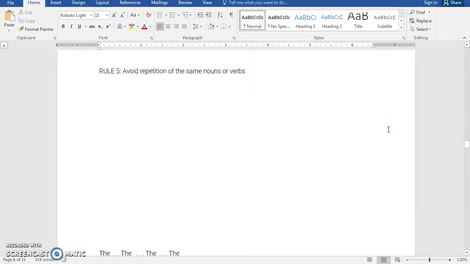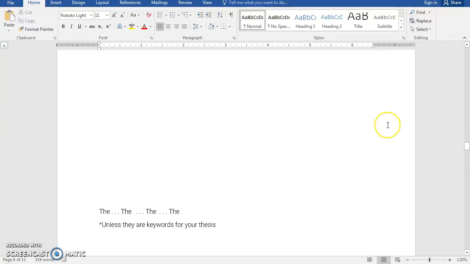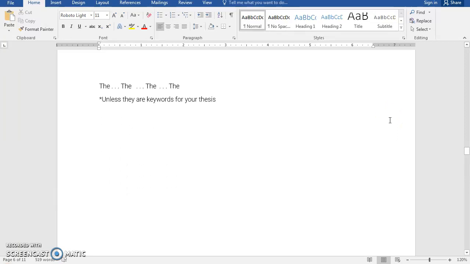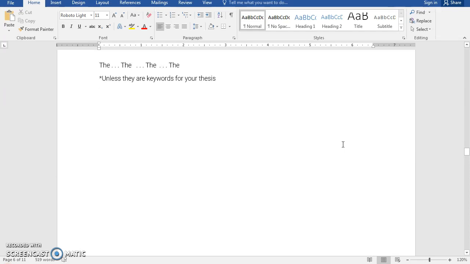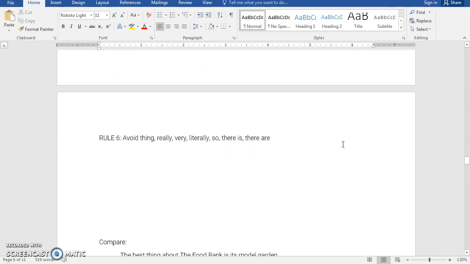All right, Rule 5. Avoid repetition of the same nouns or verbs. Maybe you've seen sentences that drone on like this: the model garden, the model garden, the model garden. Now, if it's a keyword, you get a little bit more leniency on that. Don't just start finding synonyms if it's an important term. But otherwise, watch out for using the same term if it's not that important. Or even if it's an unusual word and you've used it a couple times, it's going to stand out. So try to be a little more natural with your style and avoid that problem.